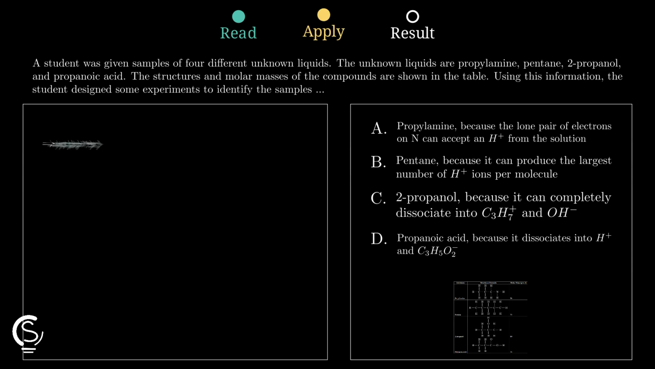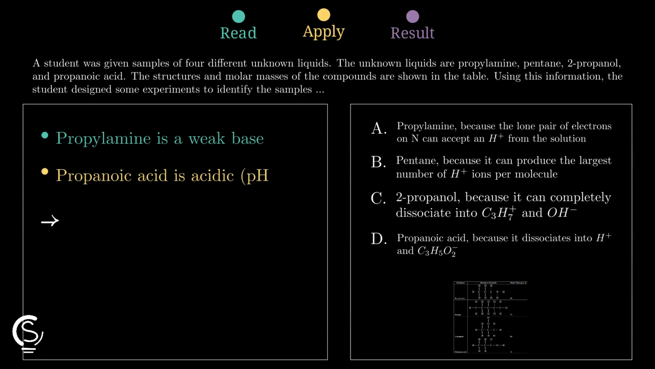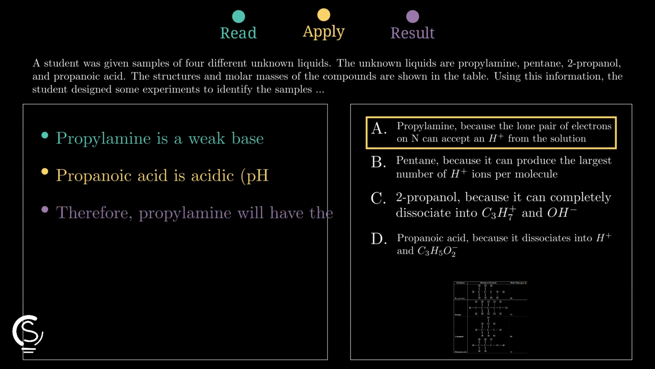Next, compare the others. Pentane is neutral while propanoic acid is clearly acidic, which means it will have a very low pH. We need the highest pH value among all samples. Since propylamine is the only basic compound here, it must have the highest pH. That makes option A our clear winner for this chemistry problem.